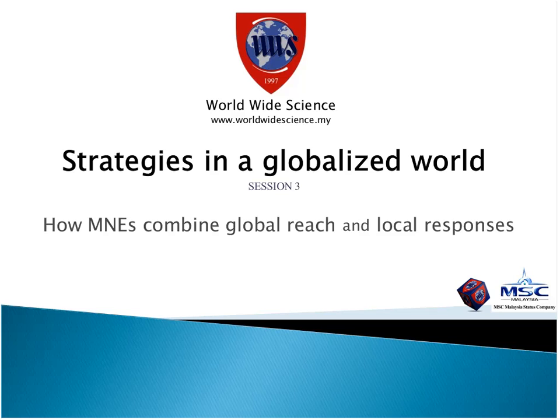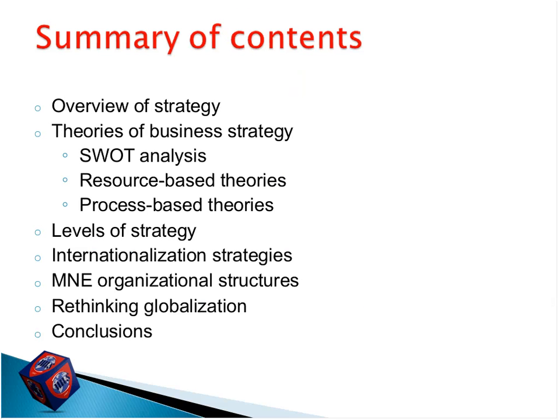So we go on with our first slide, which will be the summary of the contents which we're going to look into. We're going to look at the general definition of what the meaning of strategy is, as it will be the root of our discussion this session. Then we will look at the theories of business strategy, the most important one of these being the SWOT analysis. Then we will get into the levels of strategy, internationalization strategies, the MNC organizational structures, and rethinking globalization. And finally, we will just wrap up whatever we have done.